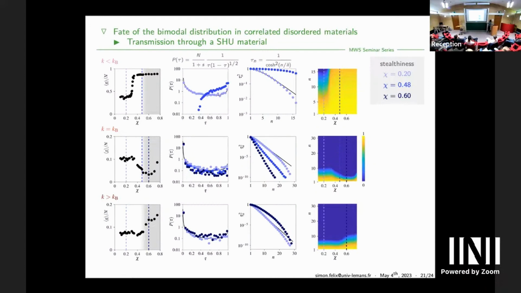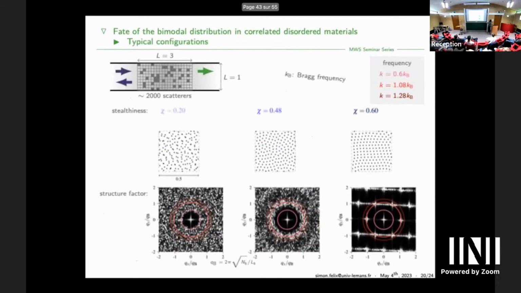Now, if I do the same at the Bragg frequency, or close to the Bragg frequency, so first maybe I can go back to this. It's the red circle. So first I am in the diffusive regime. Then I see this local increase of the structure factor, so I expect a significant effect of scattering. And then I am in the transparent zone.